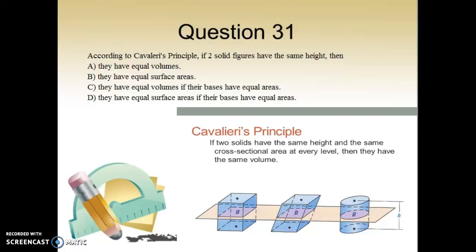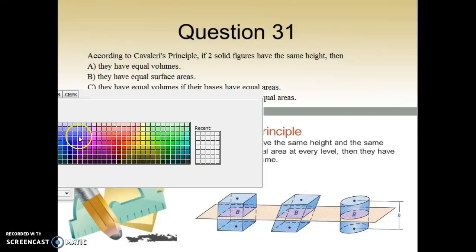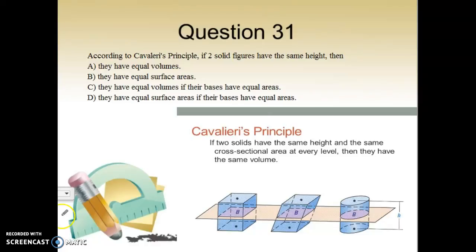So let's look at what has to be true. All right, we're talking about solid figures here, which are just three-dimensional figures. We've got prisms, and we've got a cylinder in this example. And I'm grabbing a pen here. All right, so two things have to be the same. They have to have the same height, and their bases must have the same area.